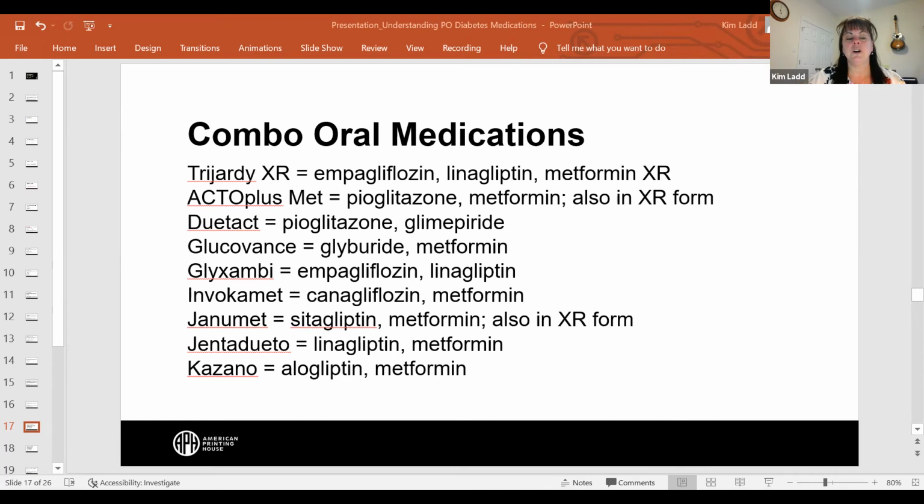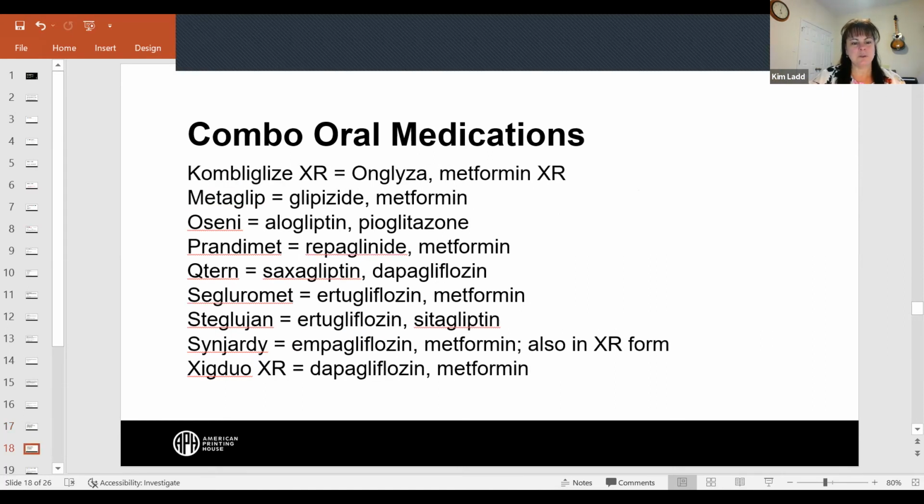So like Glucovance is a pill that has glyburide and metformin in it. So instead of taking 2 pills, you're going to take 1 pill. So it helps people that have a lot of medications to take, to cut down on that amount. Another one that I've seen a lot is Janumet, which is sitagliptin and metformin in 1 pill. So like I said, I have a list. There's about 15 of these or so.